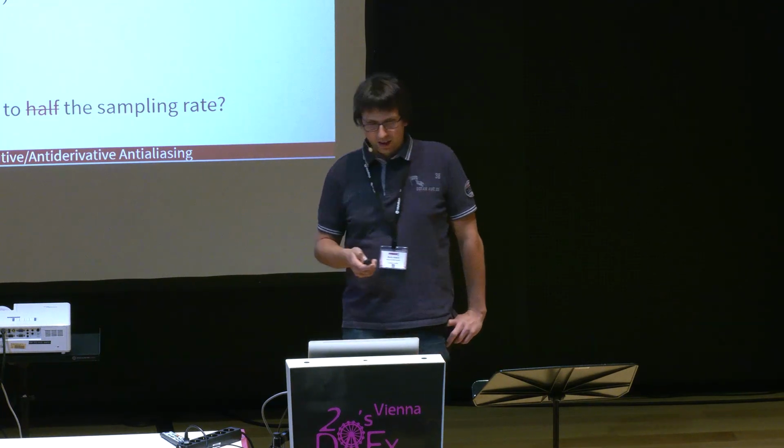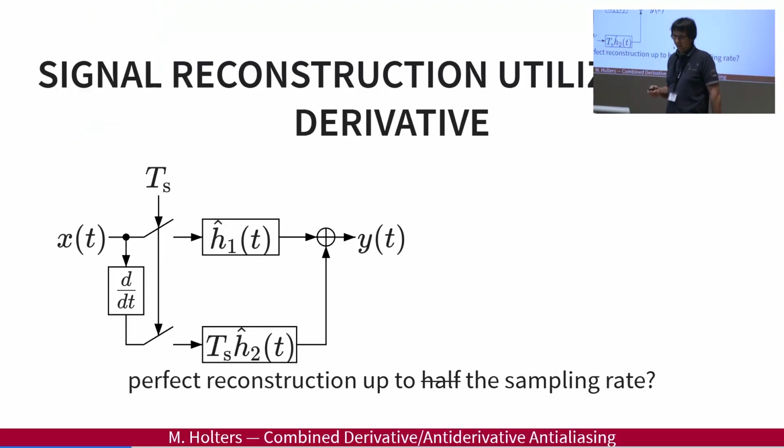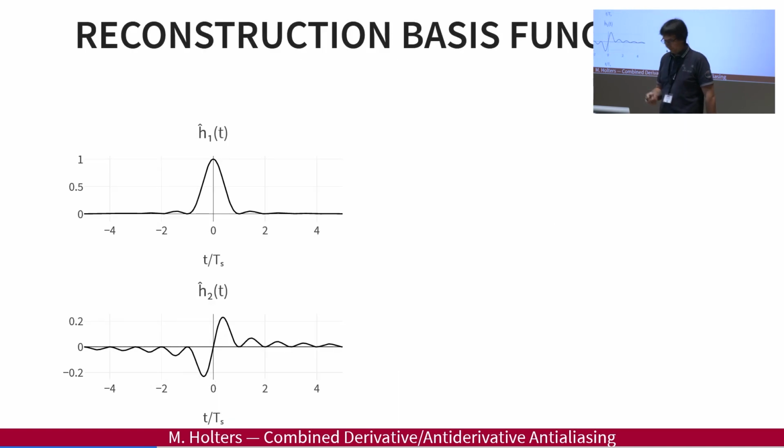And one approach to do that might possibly be, instead of just reconstructing with one function, the sinc function, to use two different reconstruction kernels and just sum up the results. And it turns out, yes, this works with this particular choice. Look at the paper for proof that this actually does work. So we have the sinc squared and this t times sinc function basically as the two reconstruction kernels.